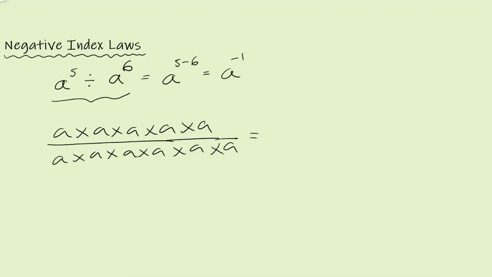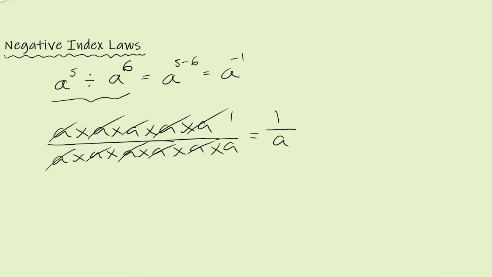Now what we can do is divide by the common factor, top and bottom, or in other words, we can cancel them out. So one a at the denominator and one a at the numerator, and so on for each a. And we are left with 1 at the top. Now a goes into a once, that's why we got this 1 here. Now we can write this answer as 1 over a.